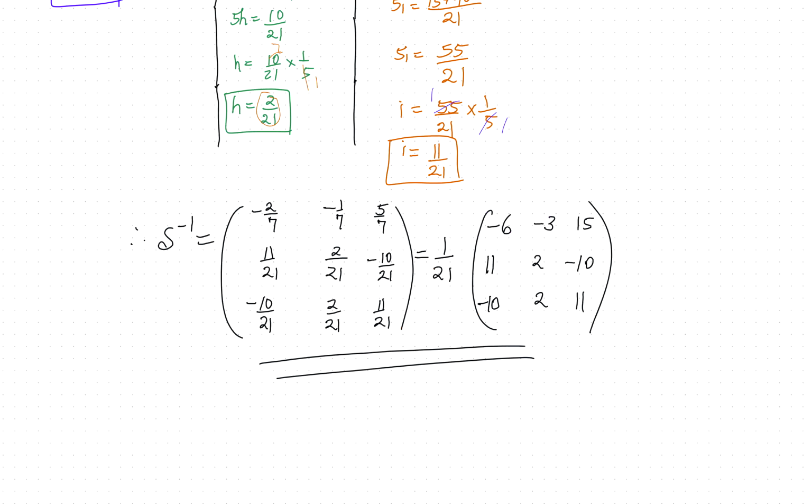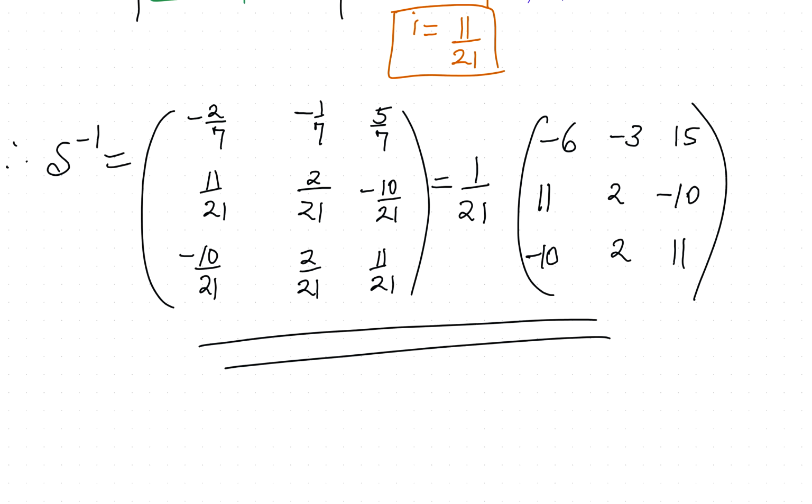So finally, you have that which you're looking for. So to make things tidier, you can just take out, you see 21 is the LCM of all the fractions, 7, 7, 21. So if you take 21 out, so you have 1 over 21. So anywhere there is 7, you have to multiply by 3, right? Because 7 goes in 21 3 times. So 3 times minus 2, that's why you have minus 6. 3 times minus 1, that's minus 3. 3 times 5, that's 15.